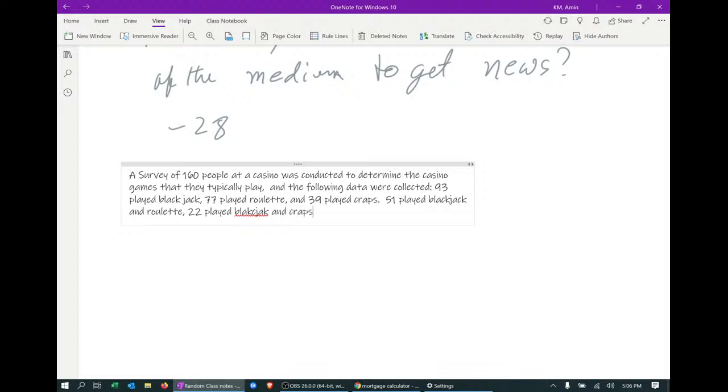Blackjack and craps. And 11 played roulette and craps. 9 people played all 3 games.